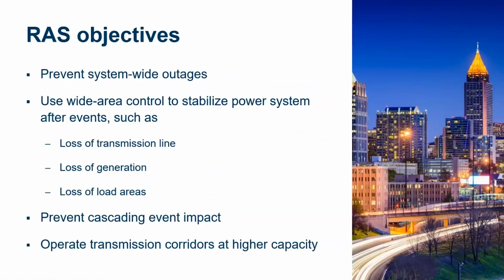RAS solutions can be utilized to operate transmission corridors at a higher capacity and increase reliability. In some cases, over 50% more power can be transmitted across existing transmission lines.